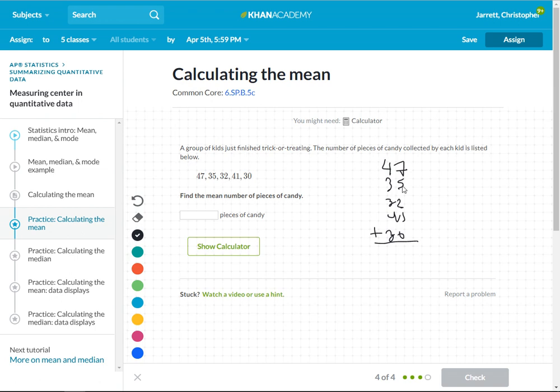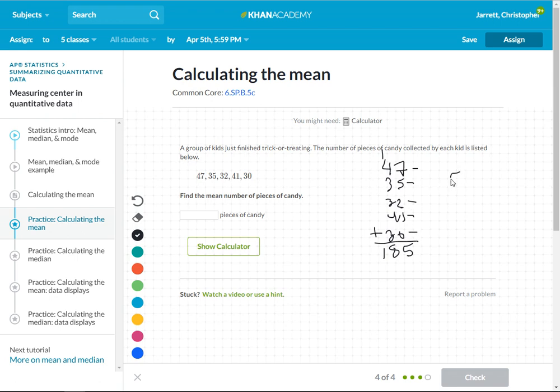So 7 plus 5 is 12. 12 plus 2 is 14. 14 plus 1 is 15. So I carry my 1. 1 and 4 is 5. 5 plus 3 is 8. 8 plus 3 is 11. 11 plus 4 is 15. And 15 plus 3 is 18. So 185. There are 1, 2, 3, 4, 5 data points.